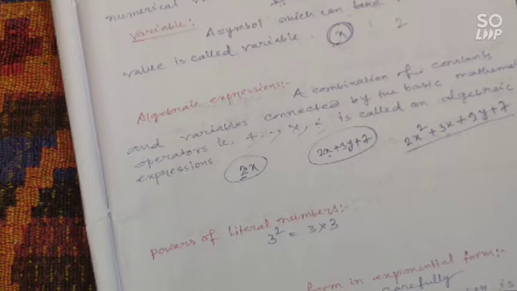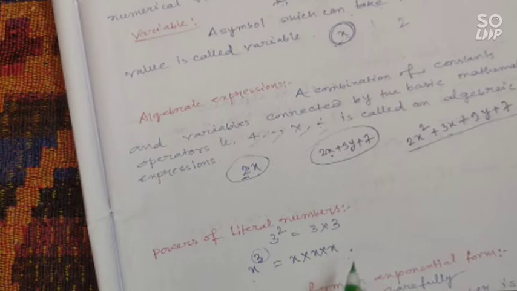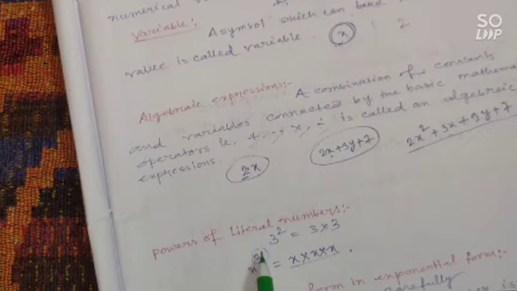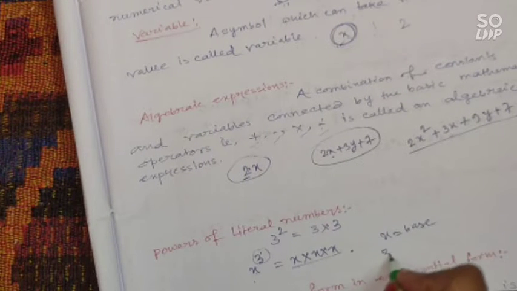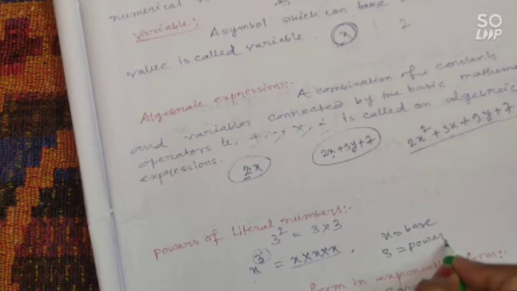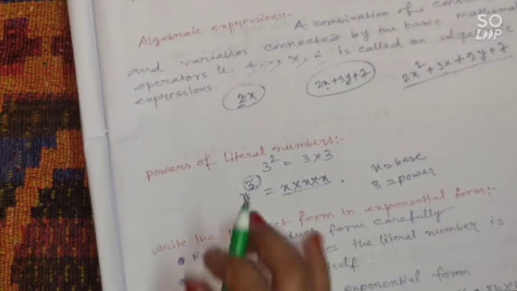Literal number means variables, okay? So if I write x raised to the power 3, that is x cube. So we multiply x 3 times. This can be written as x raised to the power 3. Here x is the base and 3 is the power. We can read this as x raised to the power 3 or x cube.